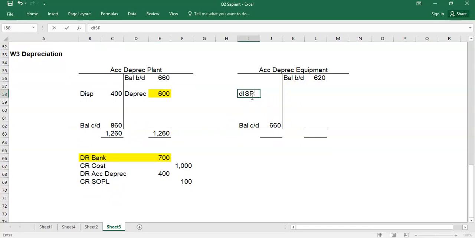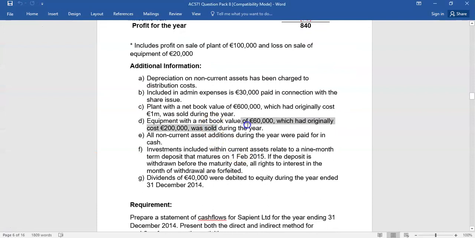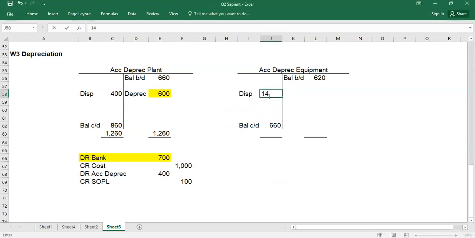You made a disposal during the year. You're told the equipment here, net book value of 60, originally cost 200. So your accumulated depreciation must have been 140. Which means when you come down along, you must have charged depreciation for the year for equipment.